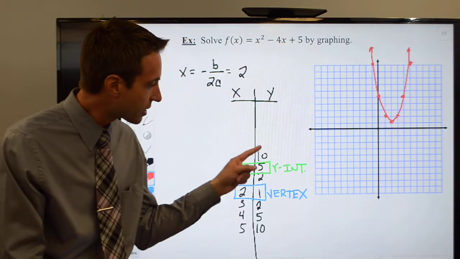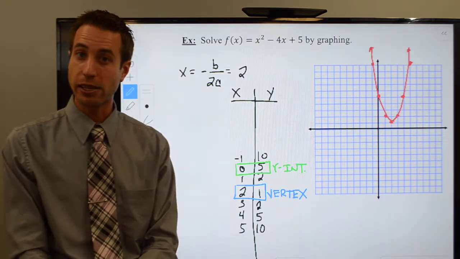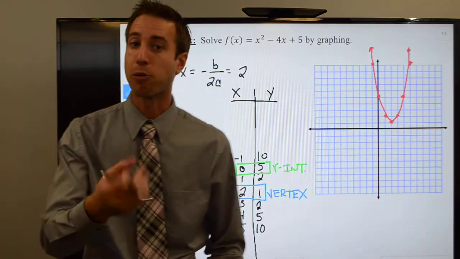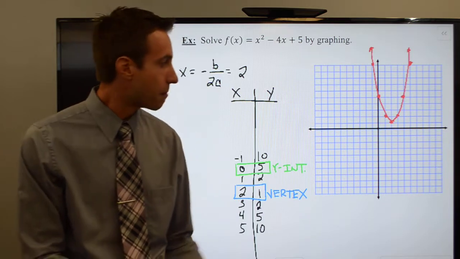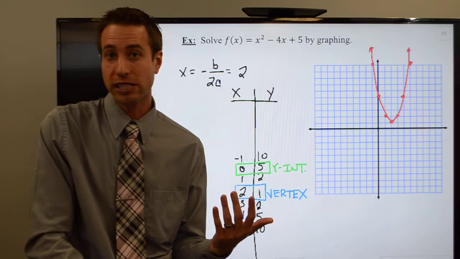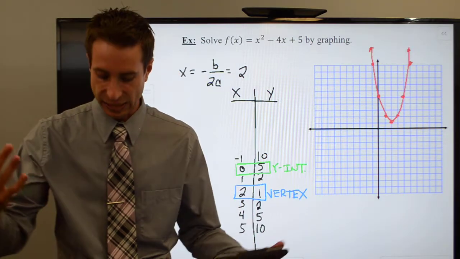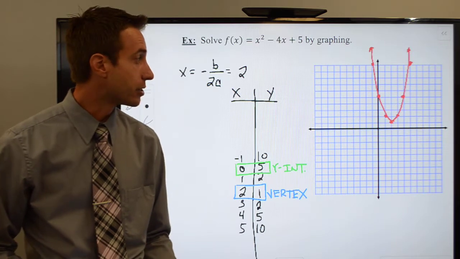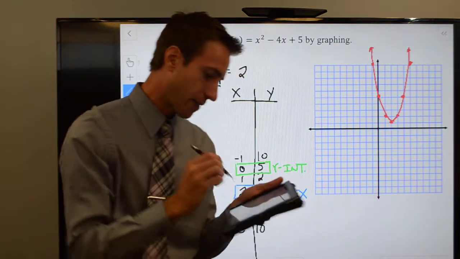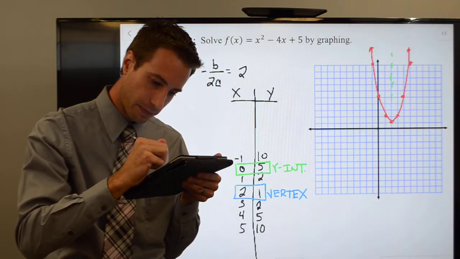My table doesn't have any zeros in the y column, which tells me I don't have any x-intercepts, which is exactly what we see when we graph it. My parabola is opening up. My vertex is above the x-axis, and so I actually don't have any zeros. I don't have any roots. I don't have any x-intercepts. Let's go ahead and draw that axis of symmetry in there, though. If I draw my axis of symmetry, it would be right here.